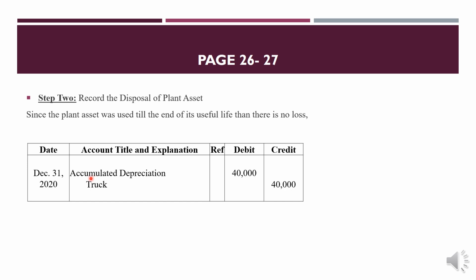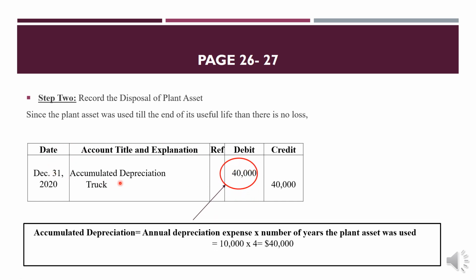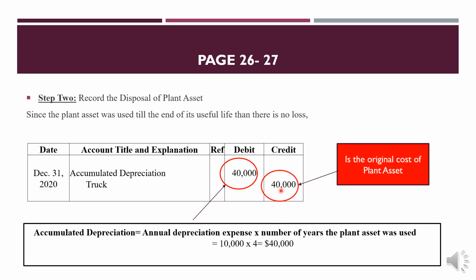That's why we need to credit the cost of the truck, and we need to calculate the accumulated depreciation for the truck till the day it was retired. The accumulated depreciation, as previously explained, is the annual depreciation expense times the number of years the plant asset was used. In this case, it was used for 4 years and the annual depreciation expense is $10,000, so we have an amount of $40,000 and the truck is credited by the original cost.